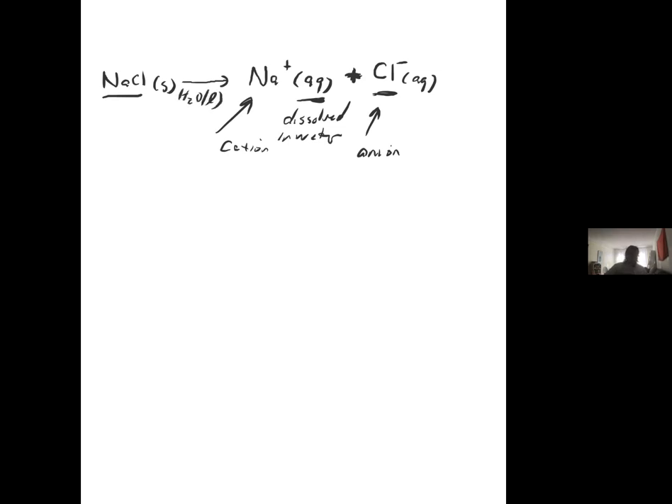Okay, so sodium chloride, which is a solid, is dissolved into water. Water is called the solvent. And then that forms sodium ions and chloride ions, and they're dissolved in the water, so we put aqueous.